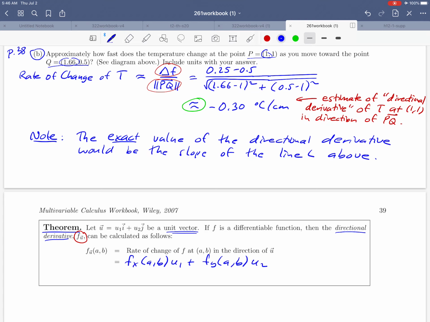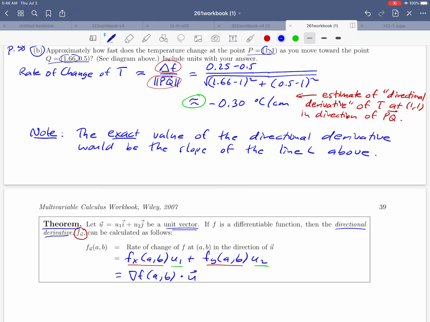And what's interesting about that quantity is that we took the two partial derivatives, those are the components of the gradient vector, and then we multiplied by the two components of our unit vector. And so what we're really looking at here is a dot product of the gradient with this unit vector u. There's a formula that will give you the exact value of a directional derivative.